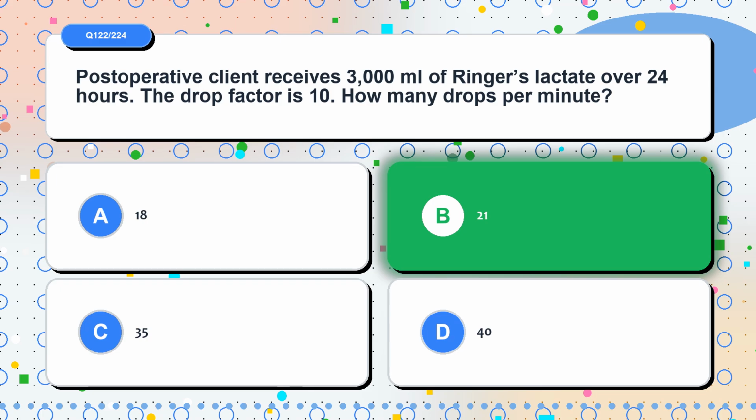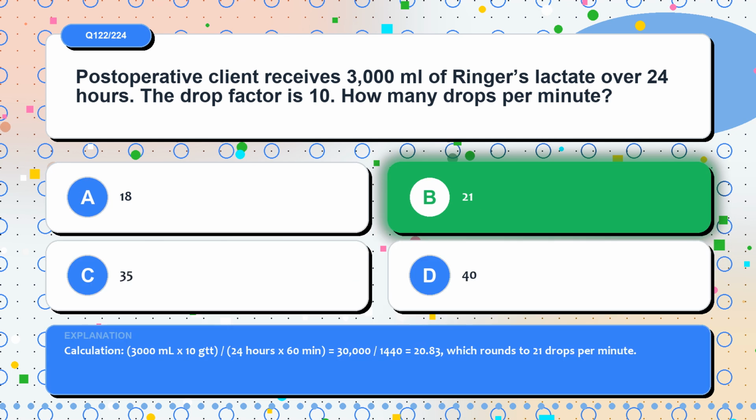The correct answer is option B, 21. Calculation. 3,000 ml x 10 gtt over 24 hours x 60 min equals 30,000 over 1,440, which equals 20.83, which rounds to 21 drops per minute.